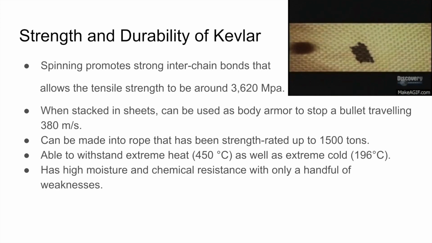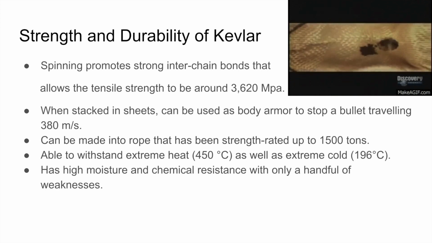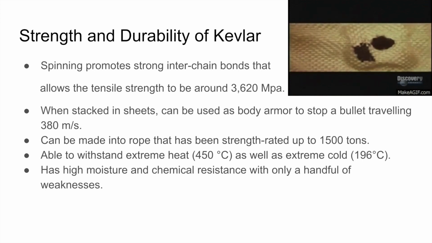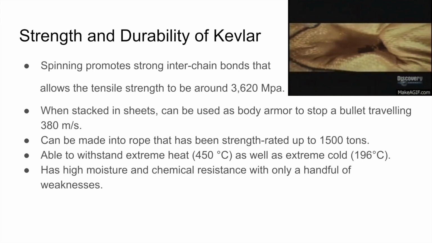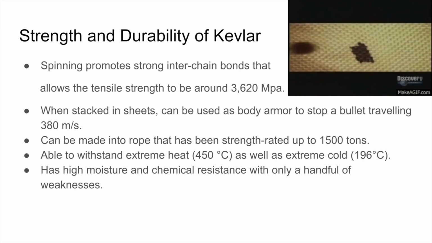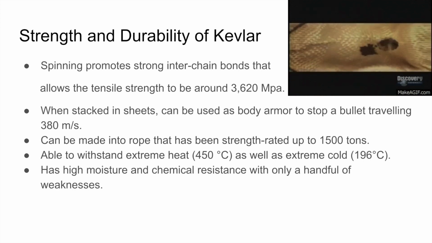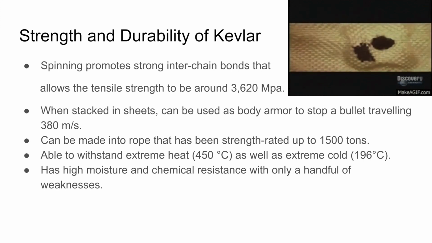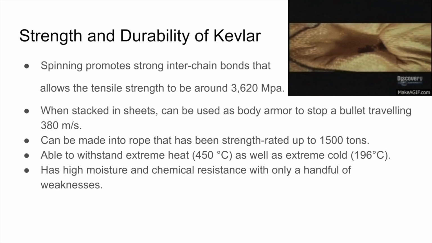The fiber chains that make up Kevlar form planar sheets with extremely high tensile strength. This is why the layers of Kevlar are able to withstand the full force of a bullet. The fibers are also very popular in use of making rope. Certain ropes have been strength rated to be able to hold up to 1,500 tons.